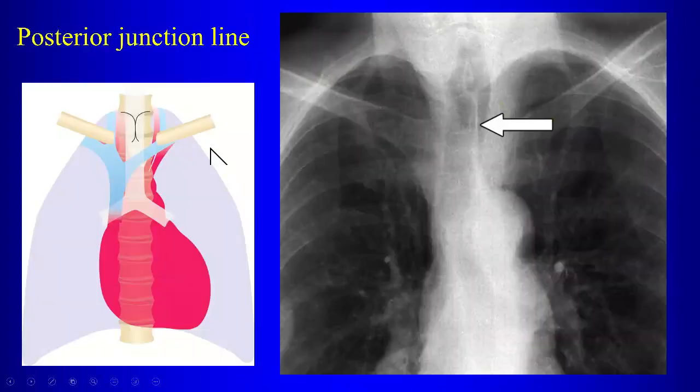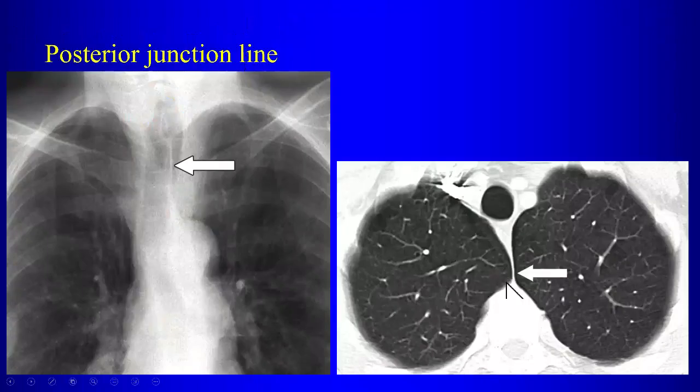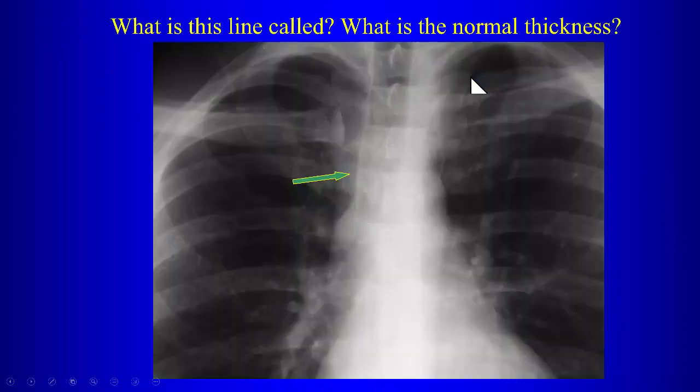This is where the lungs meet posteriorly, right? So that is the posterior junction line. Here it is here. This is where the lungs meet posteriorly. That is the posterior junction line, okay?